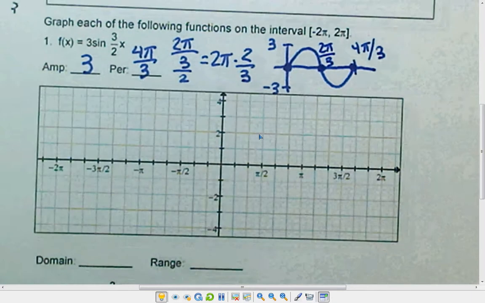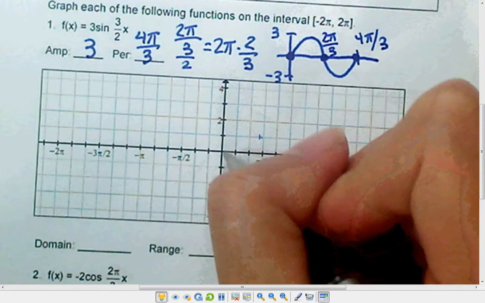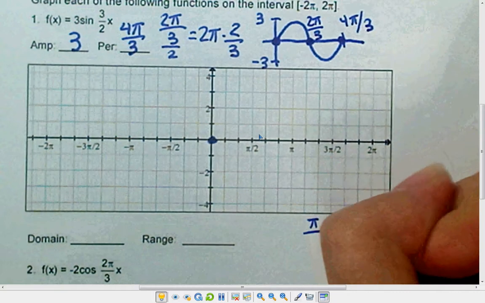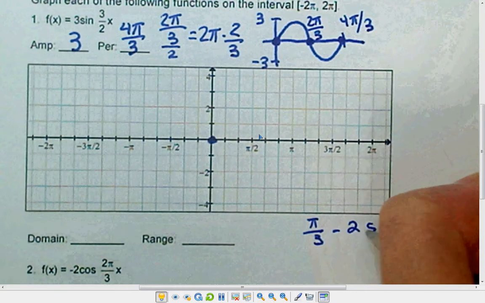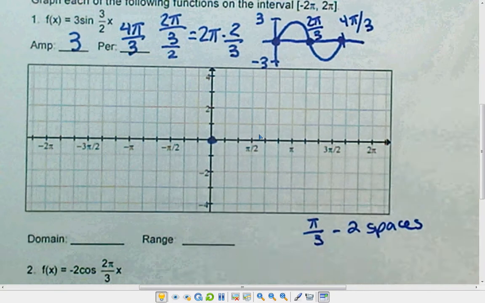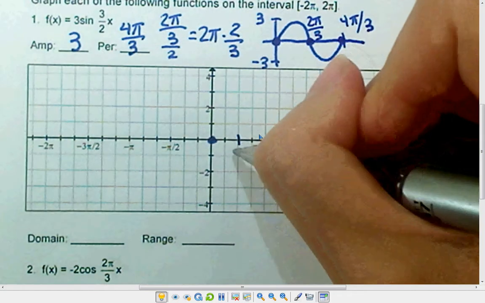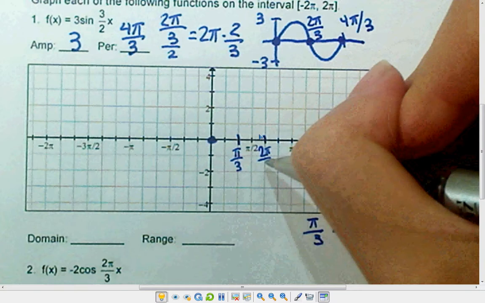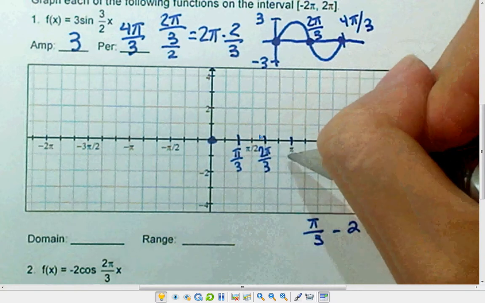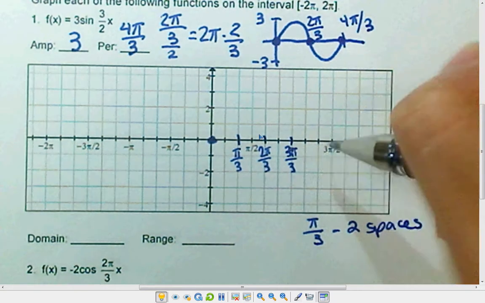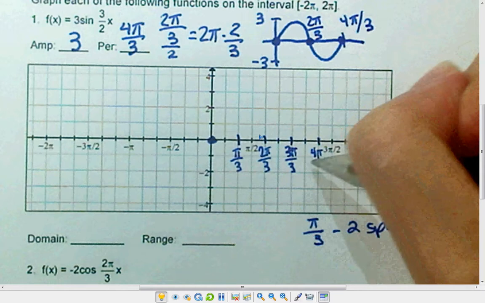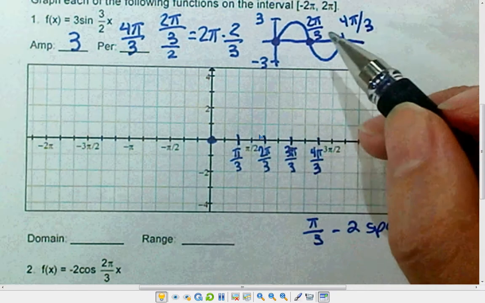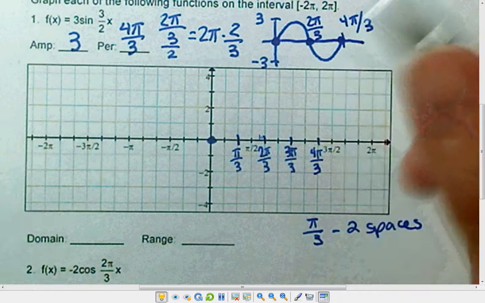So we can now use this to plot our graph. So we know it starts at 0, 0. And we talked yesterday about pi over 3 is 2 spaces. This is pi over 3, which means 2 more spaces is 2 pi over 3. And we can actually keep on going. 2 more spaces is 3 pi over 3. 2 more spaces is 4 pi over 3. So we have the midpoint is at 2 pi over 3, which is right here.